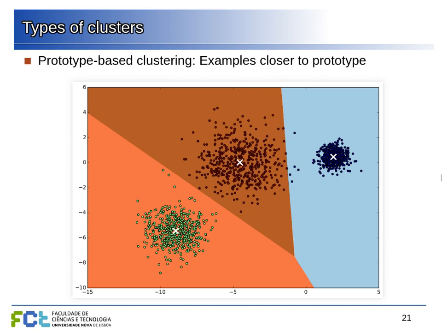So all the points that are closer to that cross there will belong to this cluster. If it's closer to this cross, it will belong to this cluster. And the dividing line is perpendicular to the line joining the two prototypes.